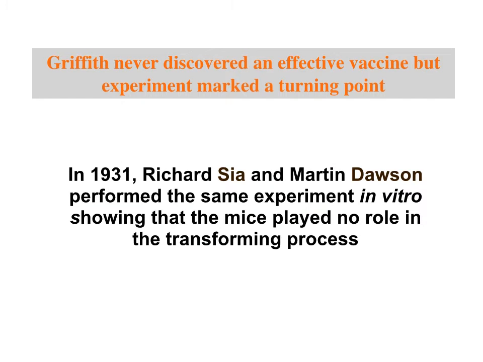Griffith never discovered an effective vaccine, but this was a real turning point in discovering what the actual genetic material was. Later, in 1931, a pair of researchers did the same kind of experiment, but rather than in mice, they did it in vitro. The same place in the book, page 173 in chapter 8, gives a bit more detail of that experiment.